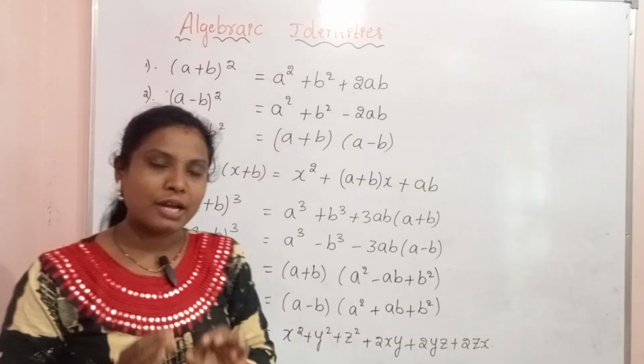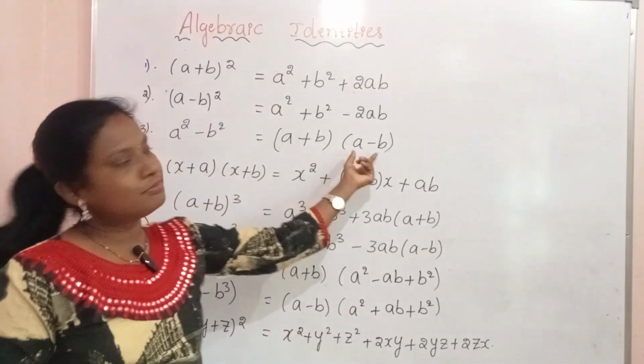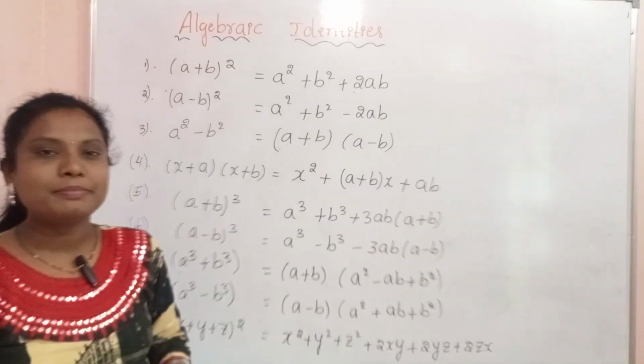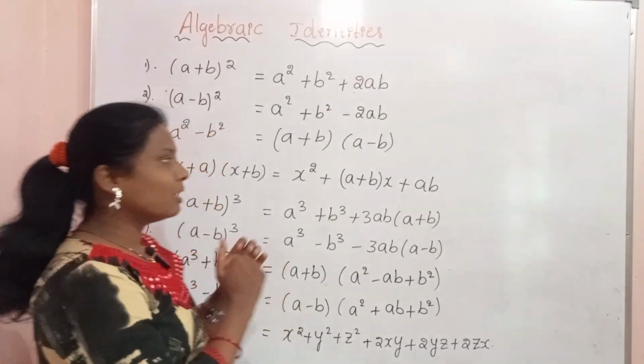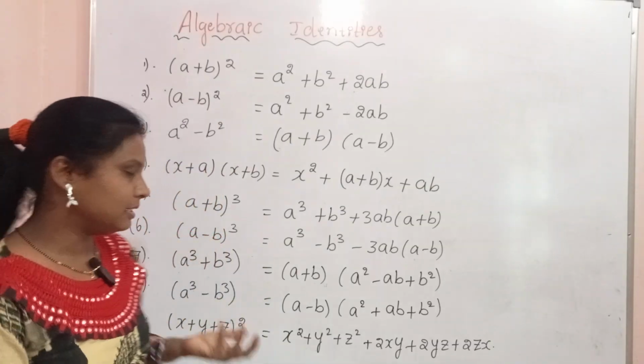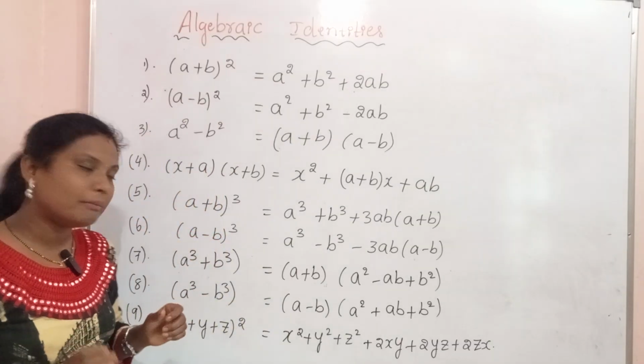Next it is a square minus b square. Two times we have to write: a minus b one time and its opposite, a plus b. So (a plus b) into (a minus b). You can write first a minus b if you want, and afterwards a plus b. The choice is yours, however you want to remember.